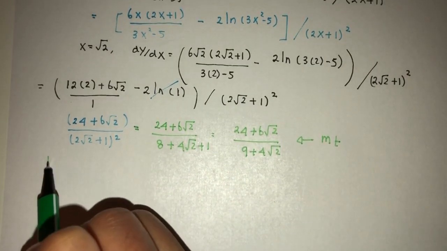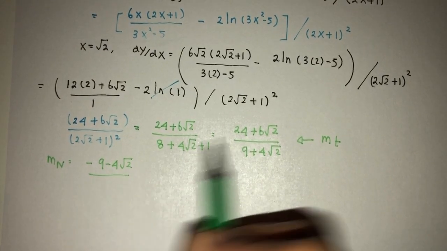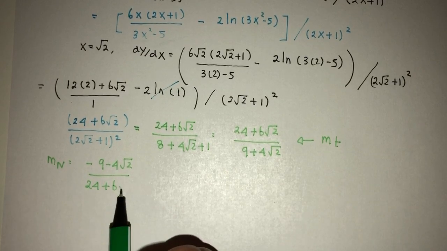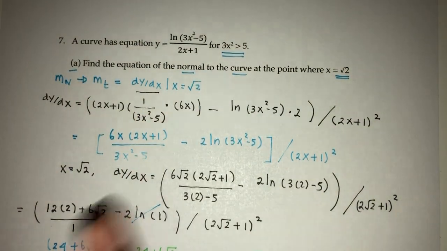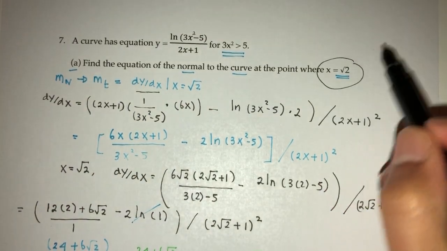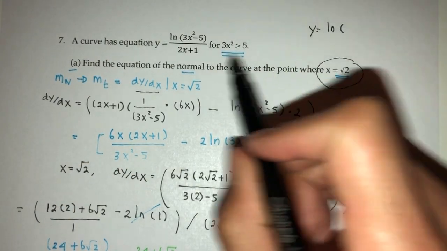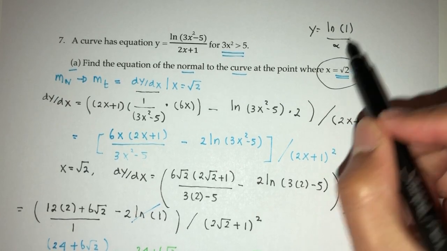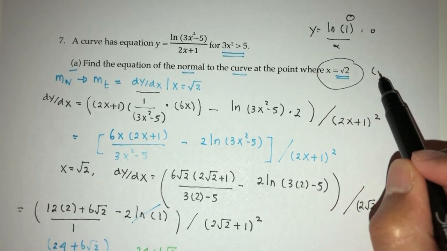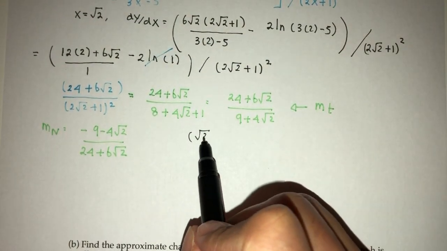Now you have to find the gradient of the normal. That will be minus 9 minus 4 root 2 over the value of 24 plus 6 root 2. So now you have the gradient of the tangent. You have to use that to find the equation of the normal. So we have x equal to this. What is the value of y? y will be ln of 3 times 2 minus 5, which is 1, over something. Doesn't matter because this becomes 0. So the point here is root 2 over 0. So the passing point is root 2, 0.